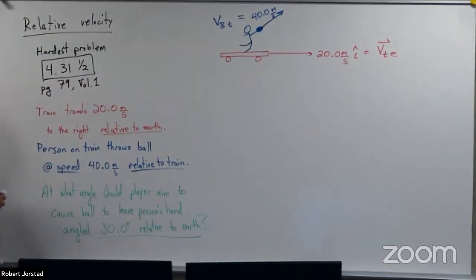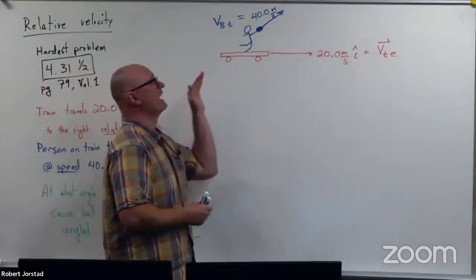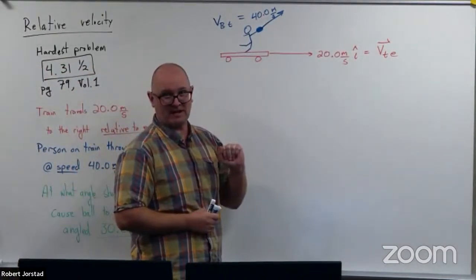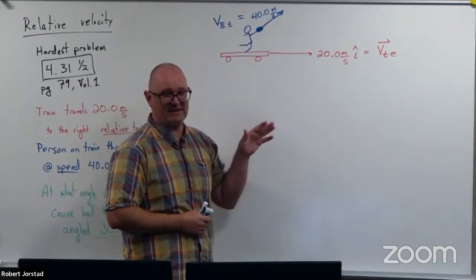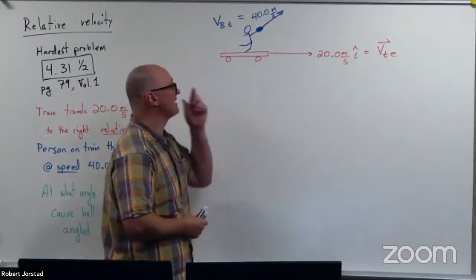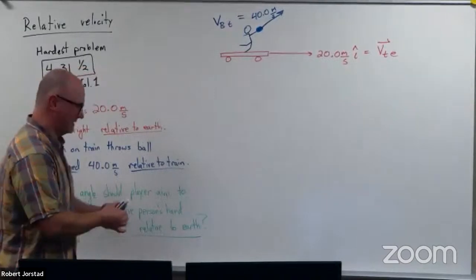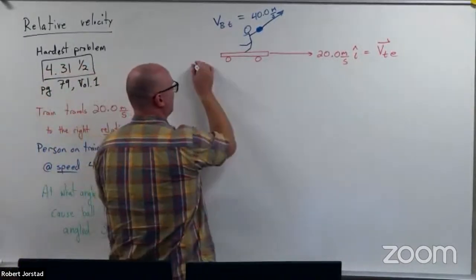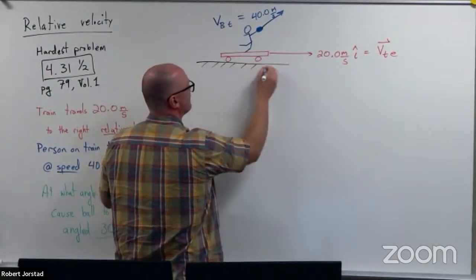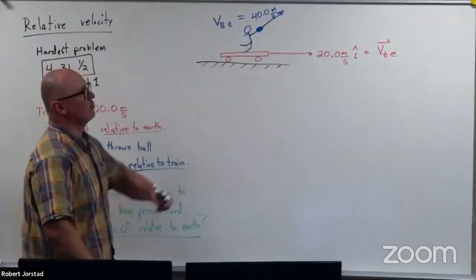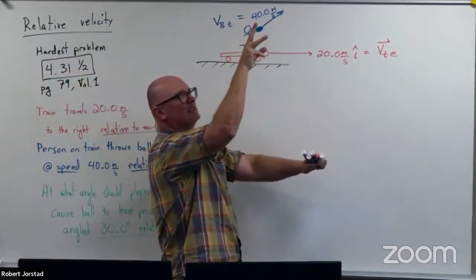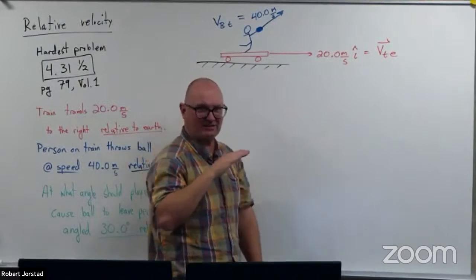Just so we can see this better, the idea is I'm going to throw it at some angle, but it's actually going to fly off at a different angle, right? Because these two velocities are going to affect it. I guess that this train should be driving on the ground, right?